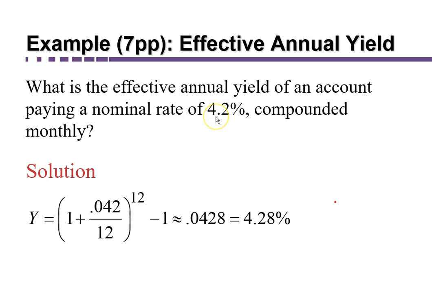So an effective annual yield starting at 4.2%, you're actually getting 4.28%. Again, because you're compounding that more frequently. And again, do this calculation to be sure you're computing it correctly. So, generally speaking, for effective annual yield, you're always going to have a little bit higher percentage than the rate that's listed.